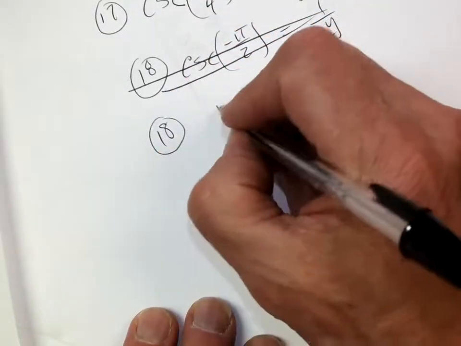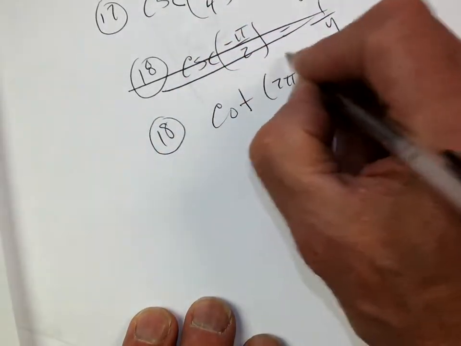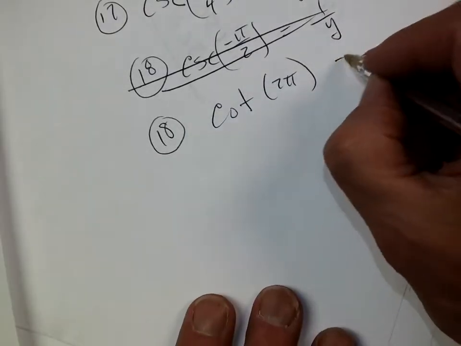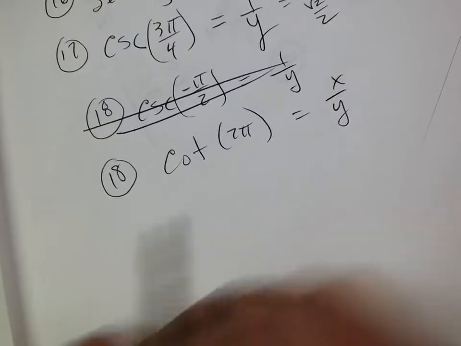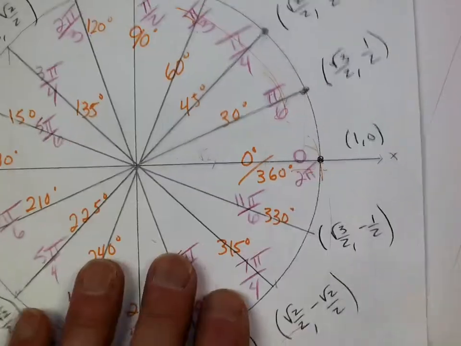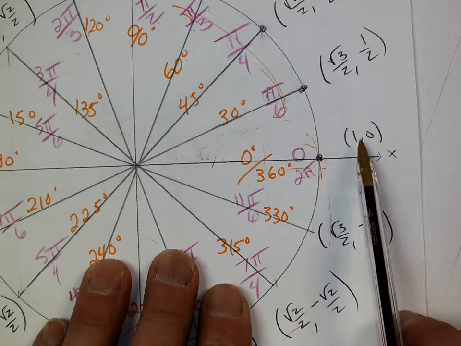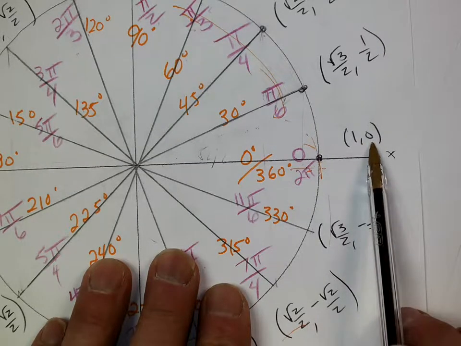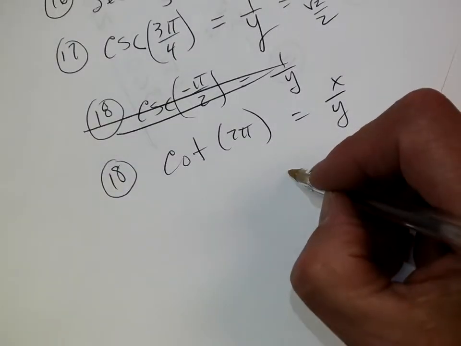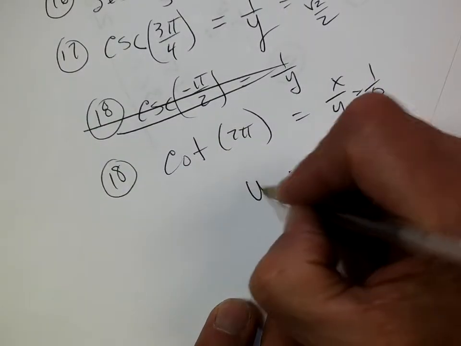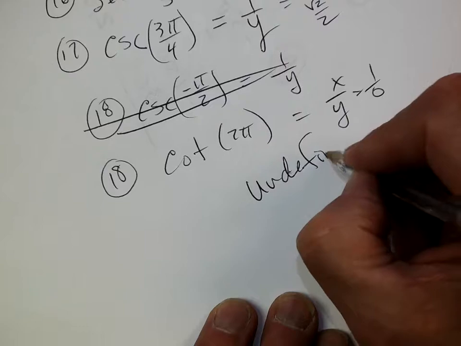18, cotangent of 2 pi. Cotangent's going to be the x over the y, okay? The x over the y, 2 pi. That's right there. X over y is 1 over 0. It's going to kick your asymptote, right? Undefined. It's 1 over 0, undefined. Okay.